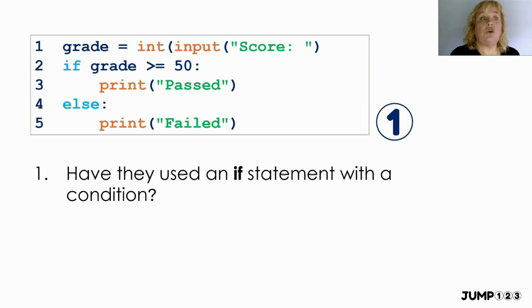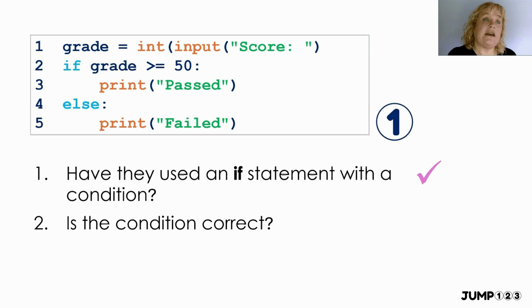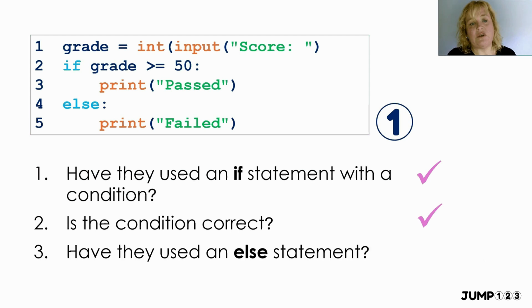Let's have a look at the 2. Have they used an if statement? Well, they've got an if statement there. If grade is greater or equal to 50, so that's fine, so they get that mark. Is the condition correct? Yes, it's greater or equal to 50, and pass or fail the right way round, so that's fine. And have they used an else statement? Yes, they have used an else statement, so they will get 2.